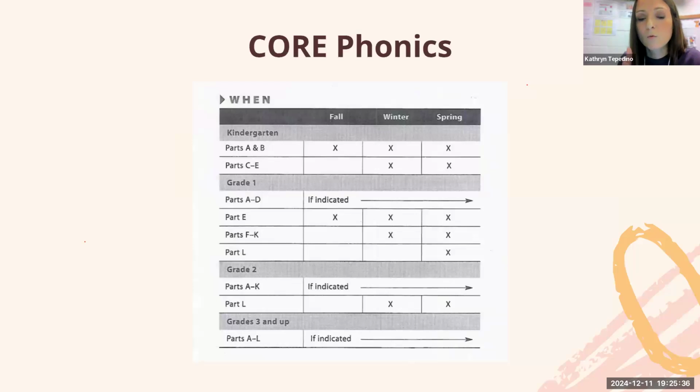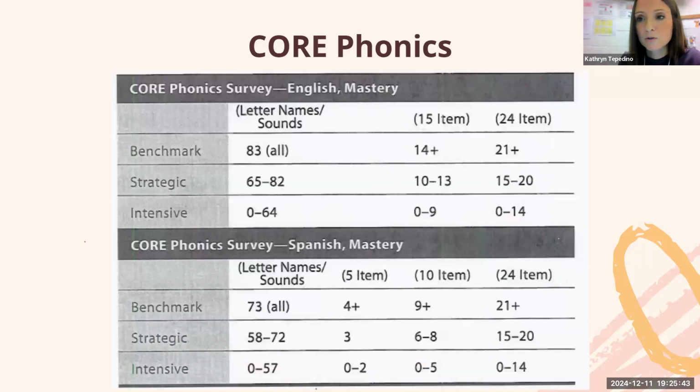So Core Phonics gives you like what parts of the test you should administer by grade level. And they also give you benchmark scores for the test. So they have an English one and a Spanish one. So you can just use this to see, does my student need intensive intervention? Their scores would be down here. Strategic would be like they're in the yellow. Intensive would be like they're in the red. And they're on benchmark here. They would be in the green. They would be like at grade level.